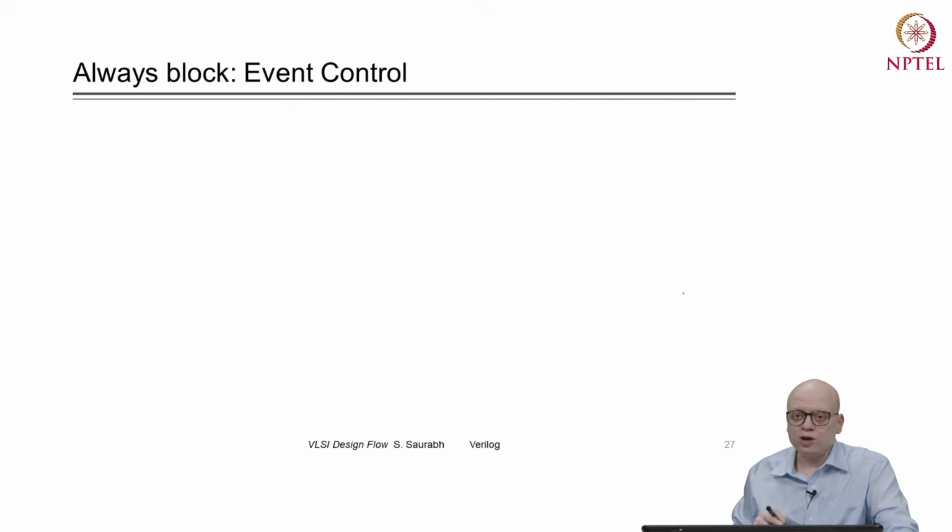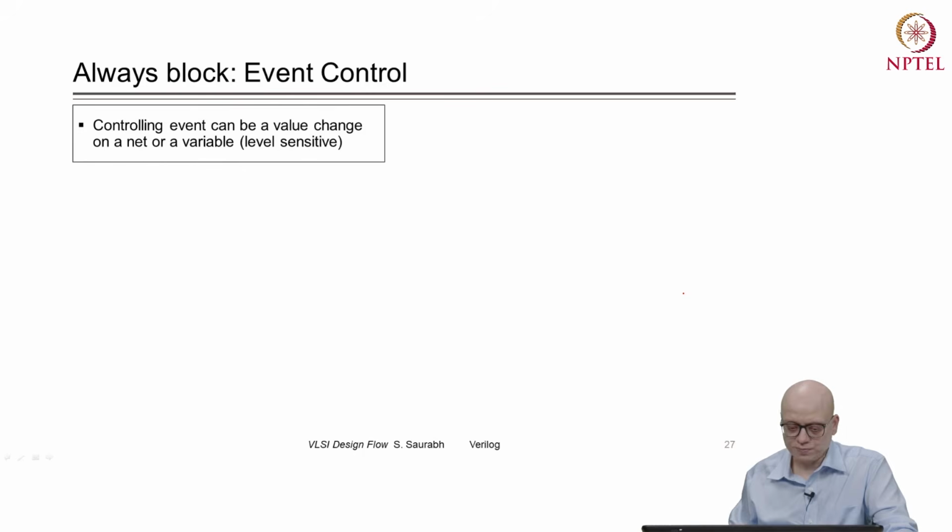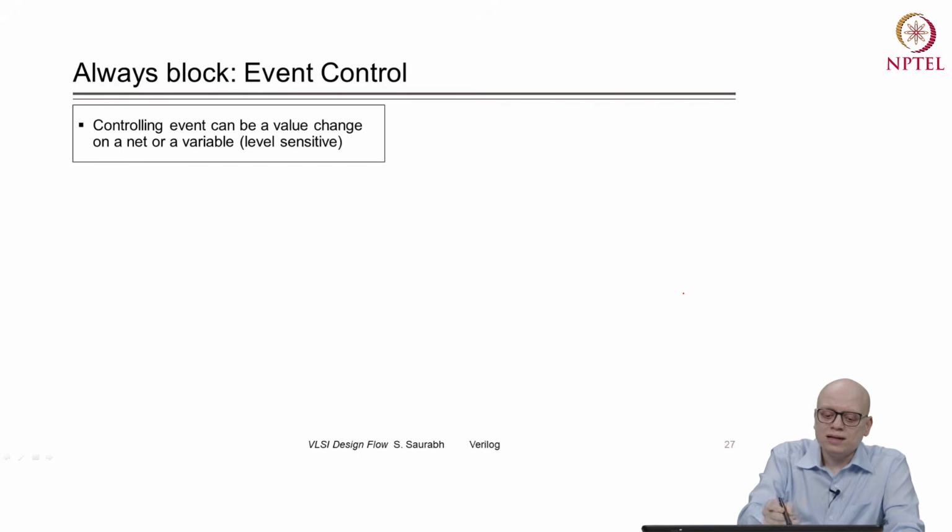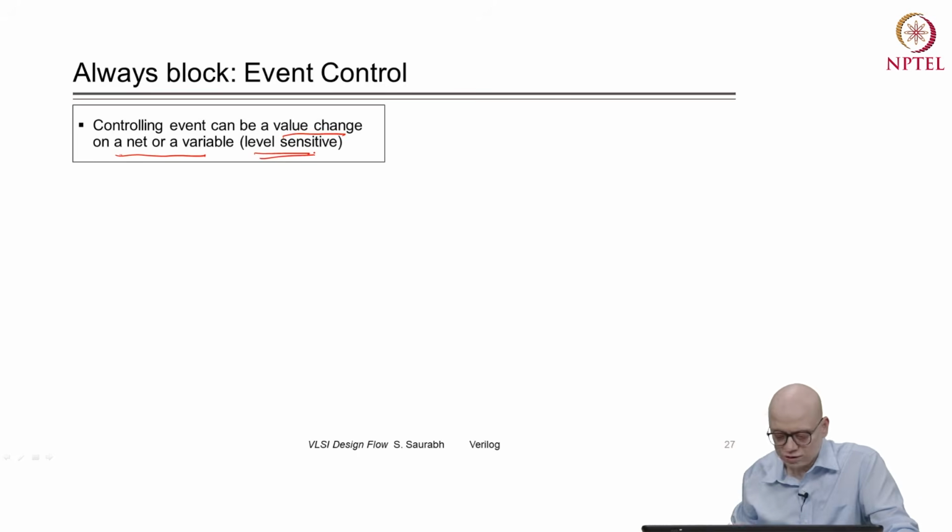Now, always blocks are useful when we have event control for them, and the controlling event can be a value change on a net or a variable. There are multiple ways to control when an always block is executed. One of them is using the value change on a net or variable, and this is known as a level sensitive always block.